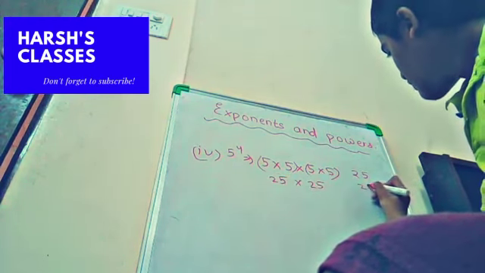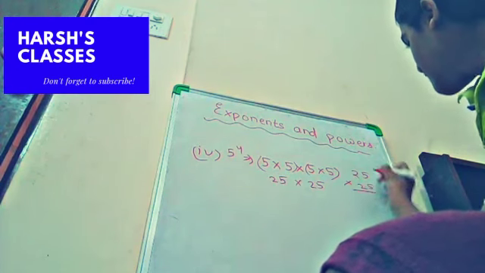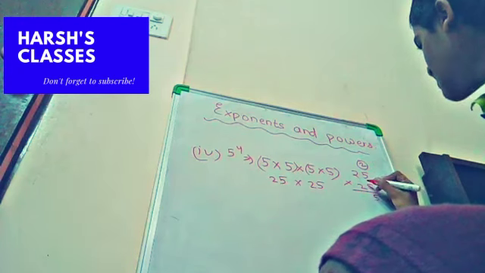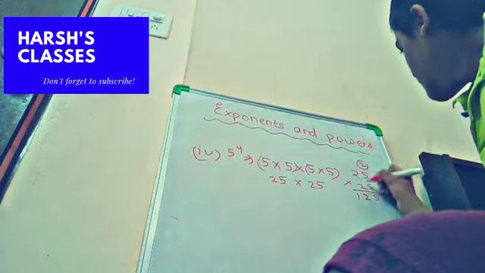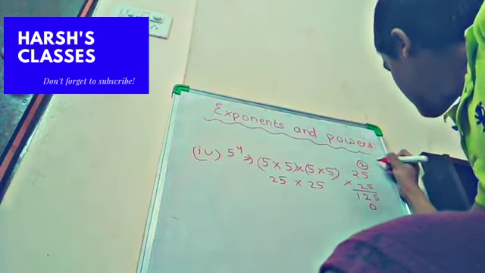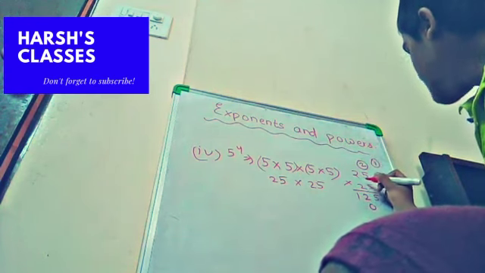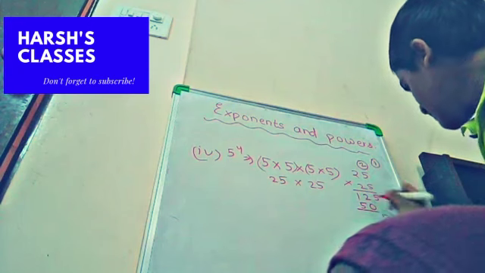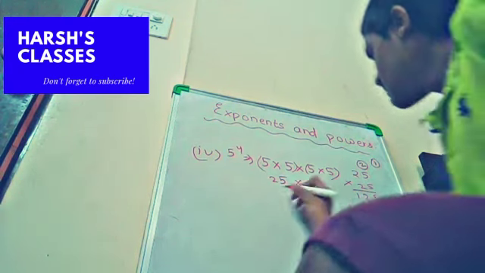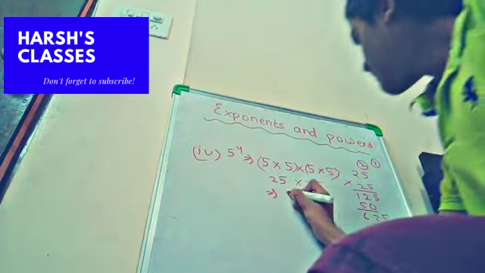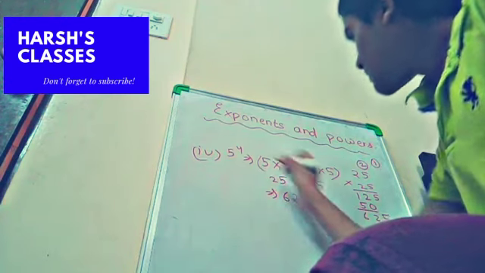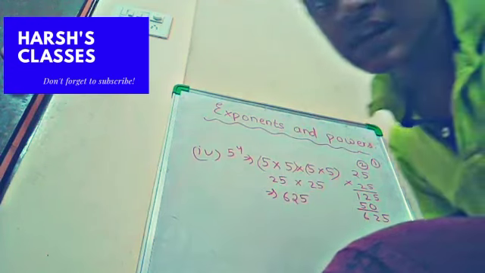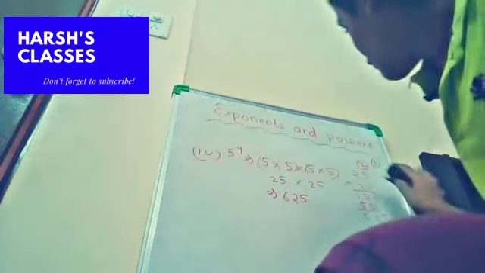25 into 25. 5 5s are 25, 5 is here to carry over. 5 2s are 10 plus 2 is 12. 2 5s are 10, 0 here, 1 carry over. 2 2s are 4 plus 1 is 5. So here comes 625. So 25 into 25 is equal to 625. So 5 to the power 4 gives you the answer 625. Okay guys, so understood. Now we will go for the second bit.